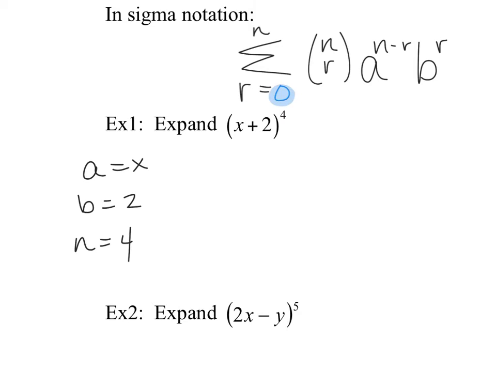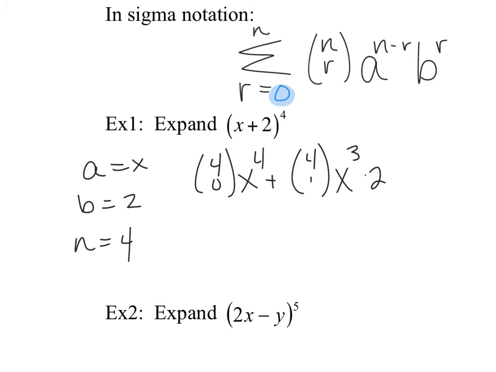So if I want to expand this, I can write this as follows. I can write this as 4 above 0 times x to the 4th plus 4 above 1 times x cubed times 2 to the 1st plus 4 above 2 x squared.